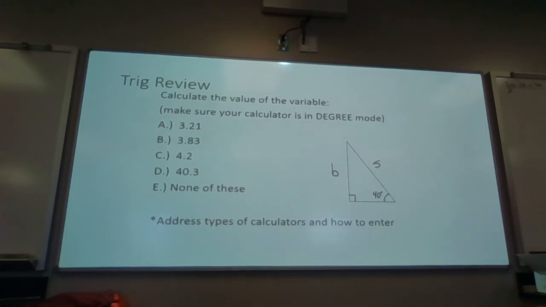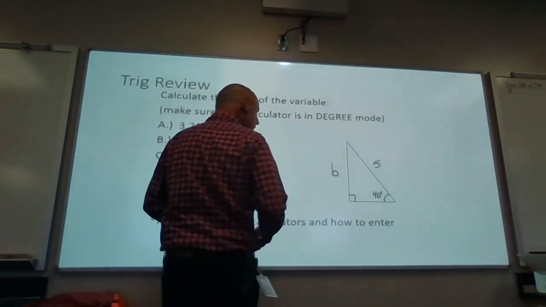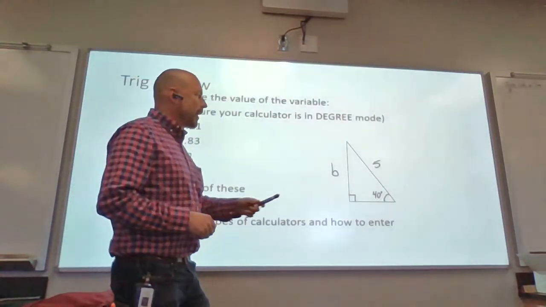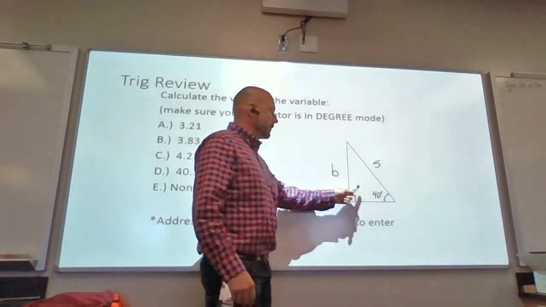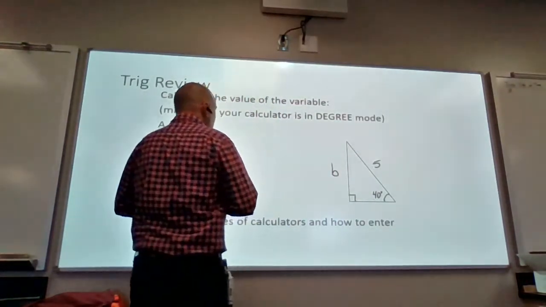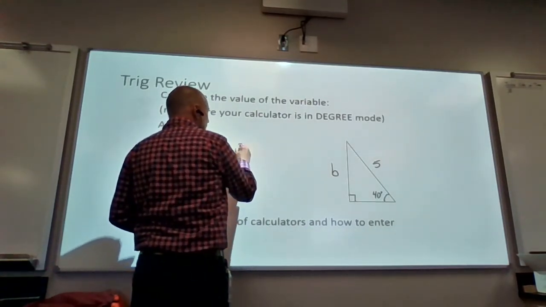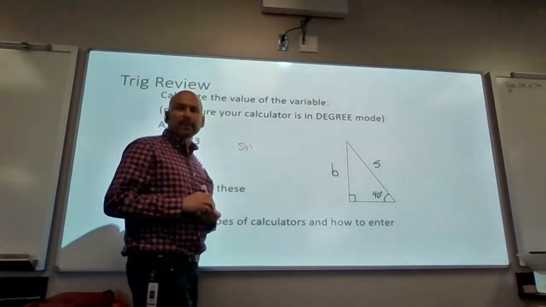Okay, correct answer is? Well, let's talk through it. What sides do you have? You have the hypotenuse, and you're looking for the opposite. It's opposite of this angle. So we're going to use what? Sine, cosine, tangent. We're using sine. Does everybody follow how? Okay.